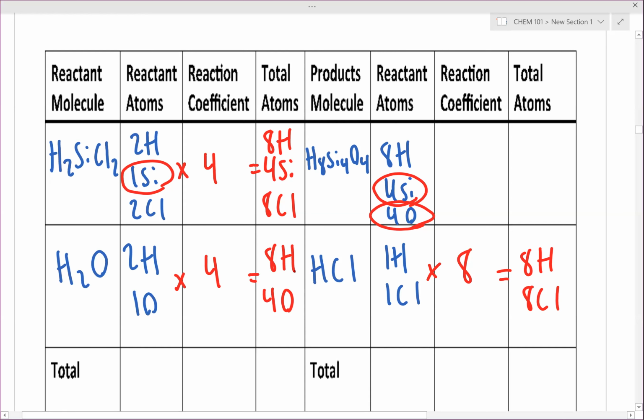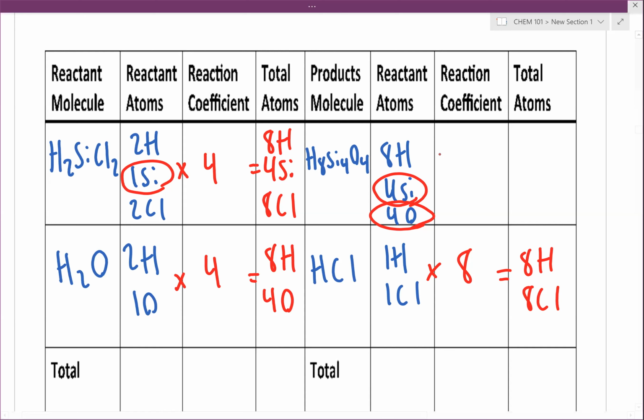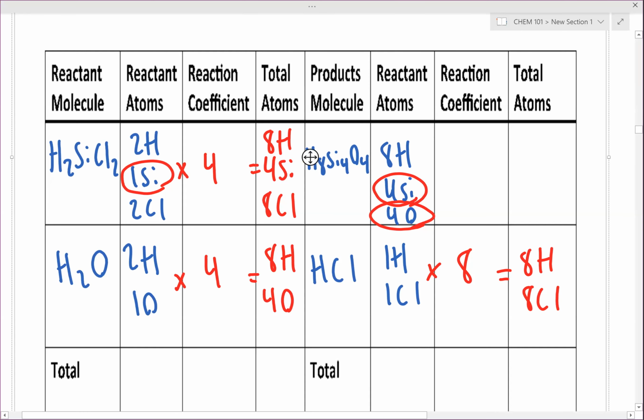Okay, now this is where we're going to need to check some things. So let's check to see what elements are balanced. Silicon is clearly balanced. We have 4 on each side. Chlorine is clearly balanced. We have 8 on each side. Oxygen is clearly balanced. We have 4 on each side.